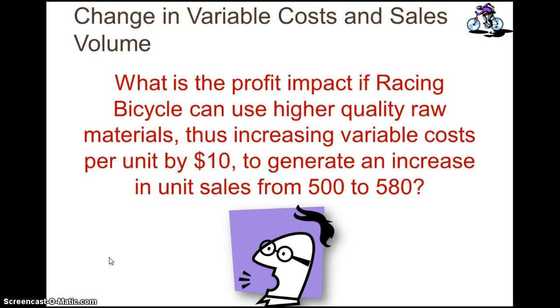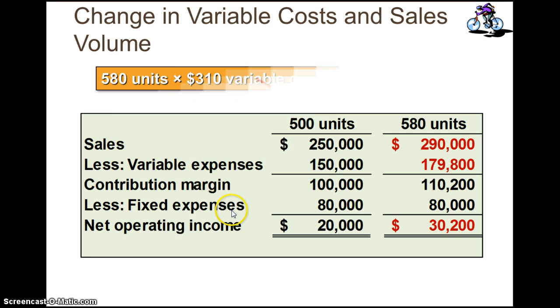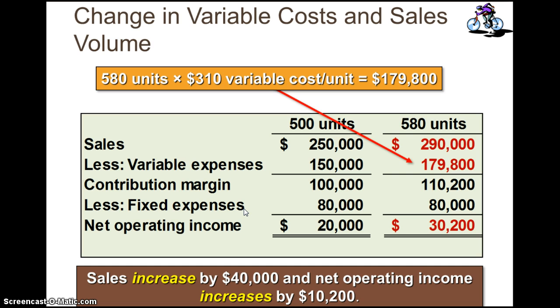Let's look at a second scenario. What's the profit impact if Racing Bicycle can use higher quality raw materials, thus increasing variable cost per unit by $10 to generate an increase in unit sales from 500 to 580? With the idea being that if Racing Bicycle can improve the quality of their product, they can increase their sales volume. If we look at this particular problem, we see that sales volume goes from 500 units to 580 units.